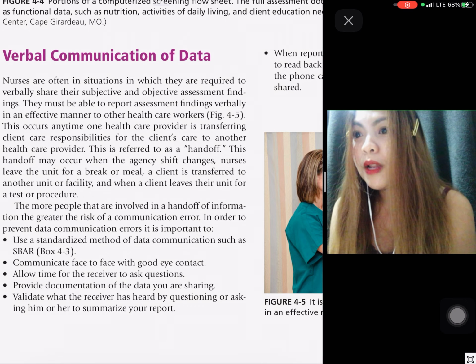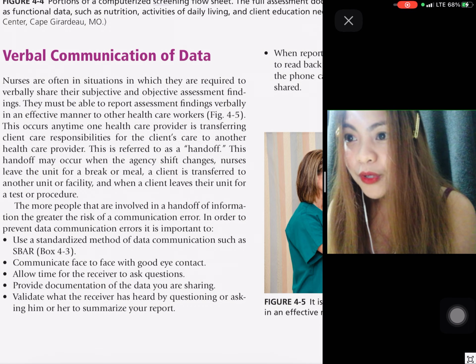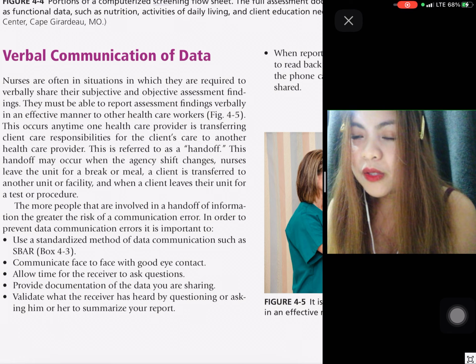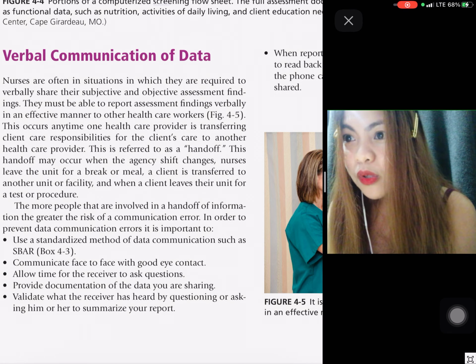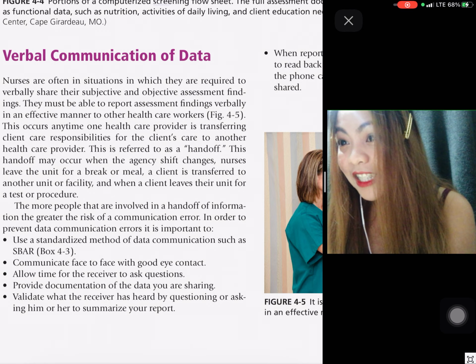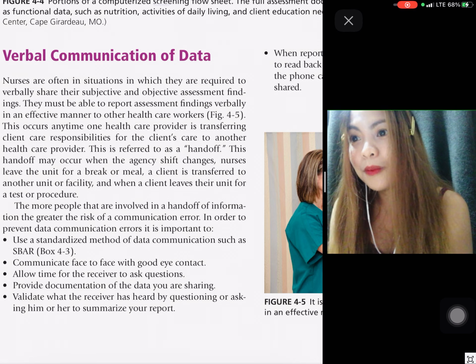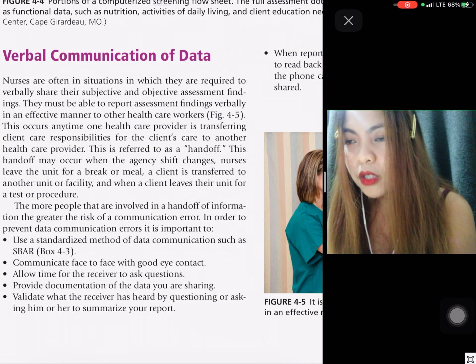So, maganda kapag nakipag-usap ka, hindi ka nakatalikod sa kausap mo. Whether face-to-face, pero syempre kailangan may social distancing pa rin at you have to wear your mask and your face shield. Allow time for the receiver to ask questions. So, kung may tanong siya, hayaan nyo magtanong. Provide documentation of the data you are sharing. So, kailangan may documentation ka kasi syempre, saan yung basis mo, ano yung basis mo.